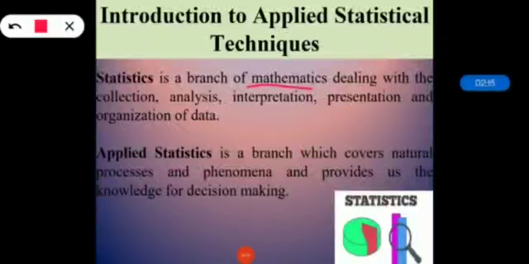So what is applied statistics? Applied statistics is a branch which covers natural processes and phenomena and provides us the knowledge for decision making. Yes, applied statistics is a branch that mainly deals with the natural processes, and these natural processes are responsible to provide us the knowledge for decision making.